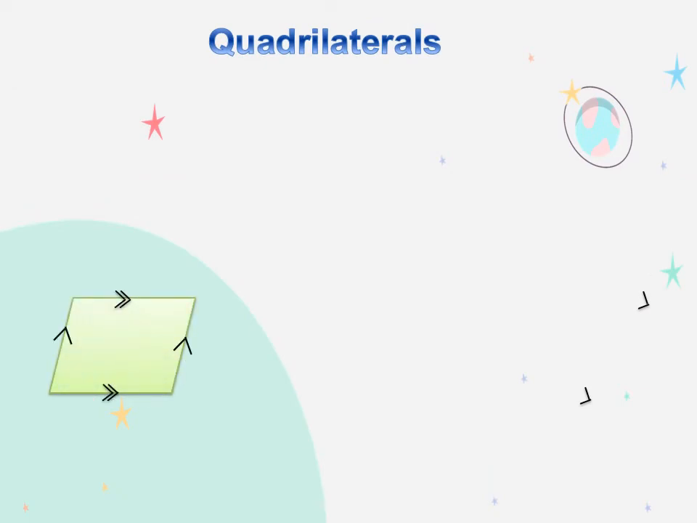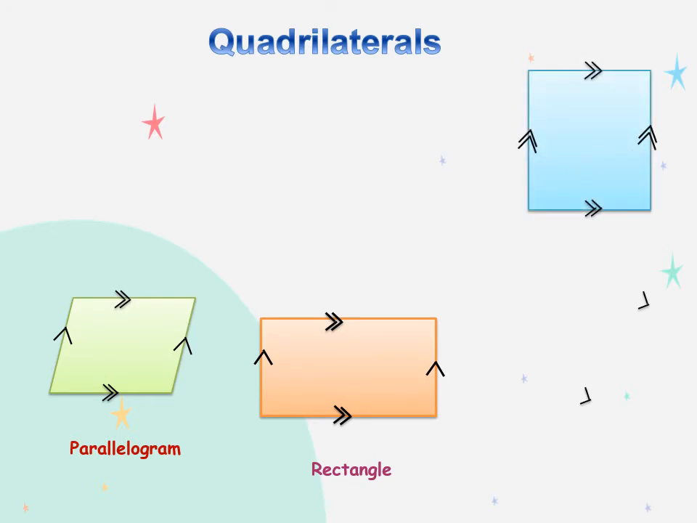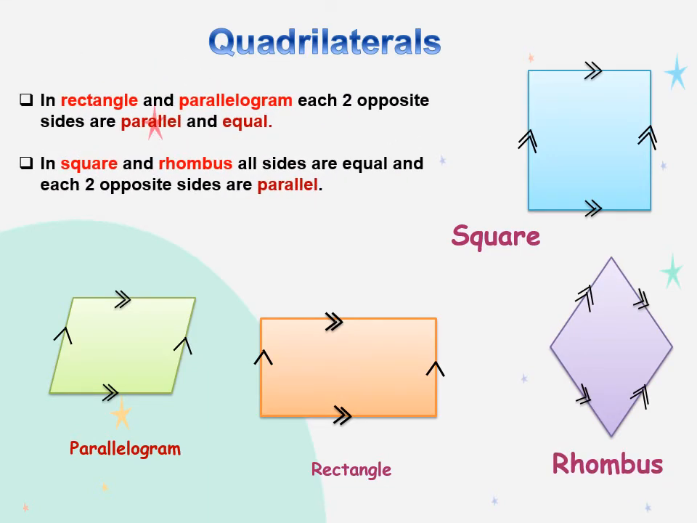Remember our quadrilaterals. The first one is parallelogram. In a parallelogram, each 2 opposite sides are parallel, like this. The next one is rectangle. Also, each 2 opposite sides are parallel. And square and rhombus. These are our quadrilaterals because they have 4 sides. Okay, let's read this together.